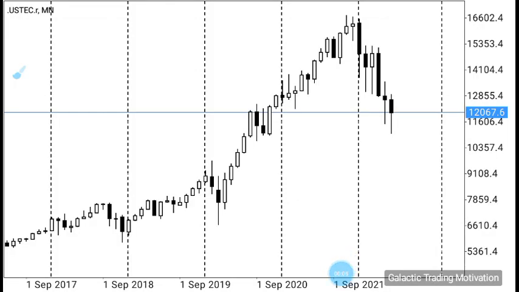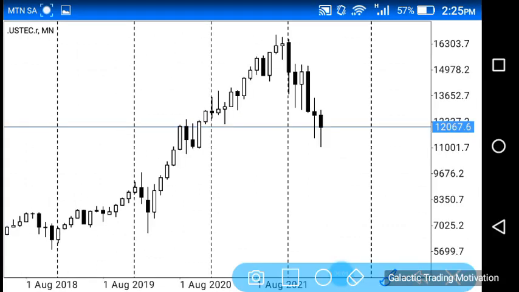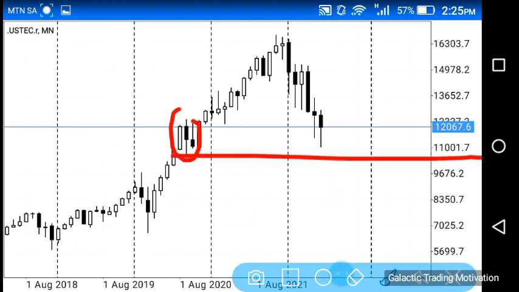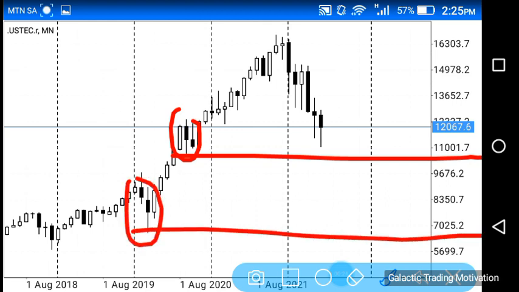Just a very quick analysis of NASDAQ 100. So you guys can see that I've got the monthly chart open, and in my previous videos I spoke about how we have this candlestick over here, which is a liquidity candlestick, and we also spoke about this one over here, which is also a liquidity candlestick, and that in the future we might actually see price coming to this level or this level to grab some liquidity.